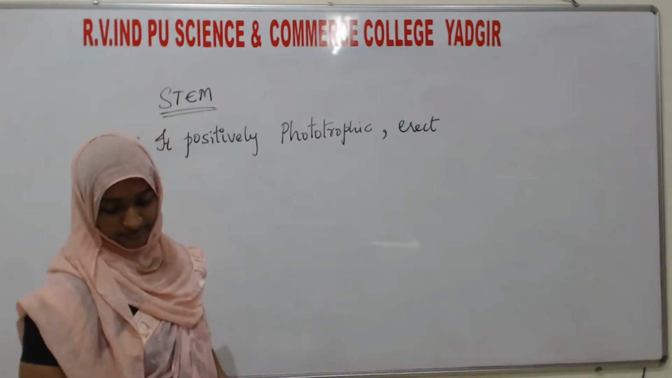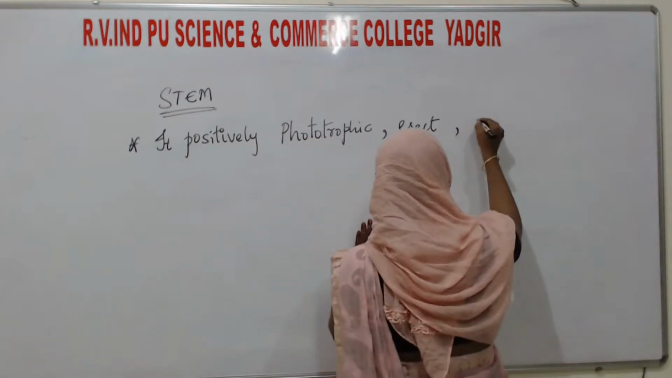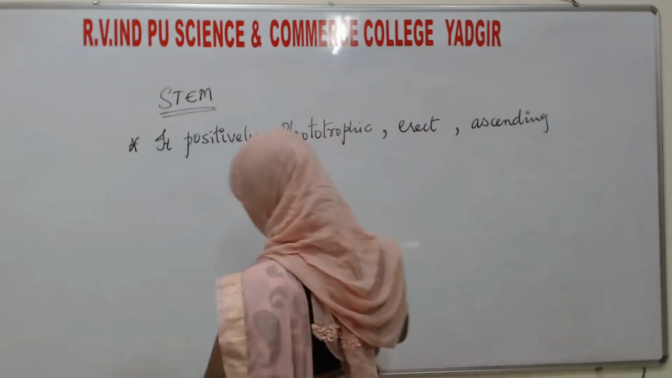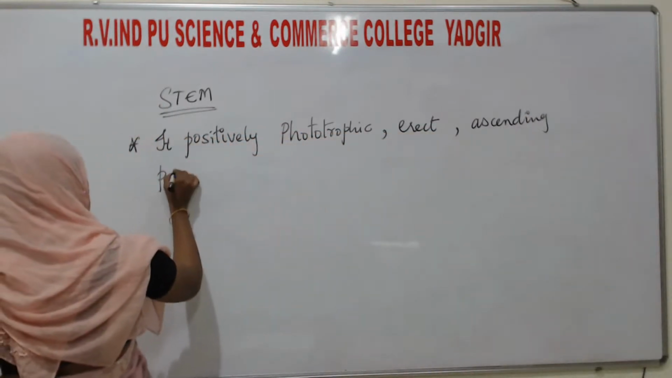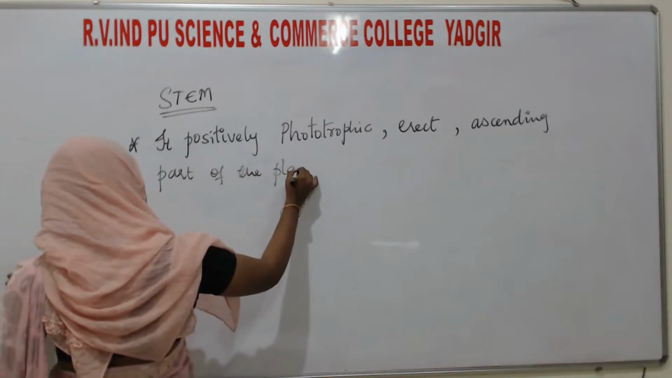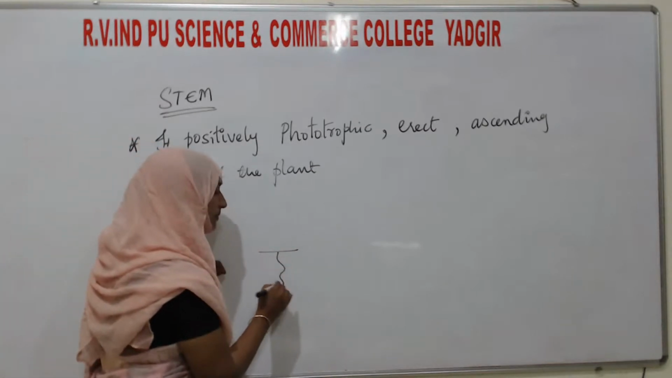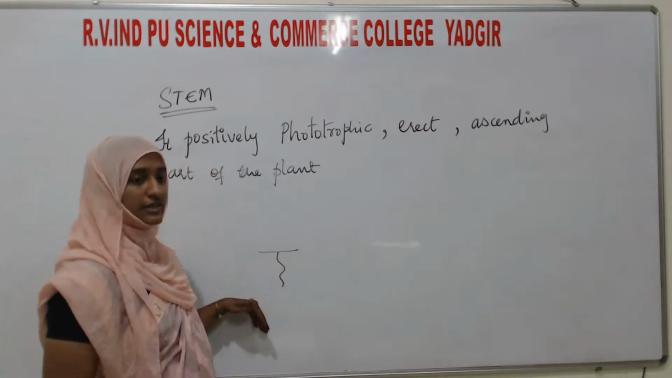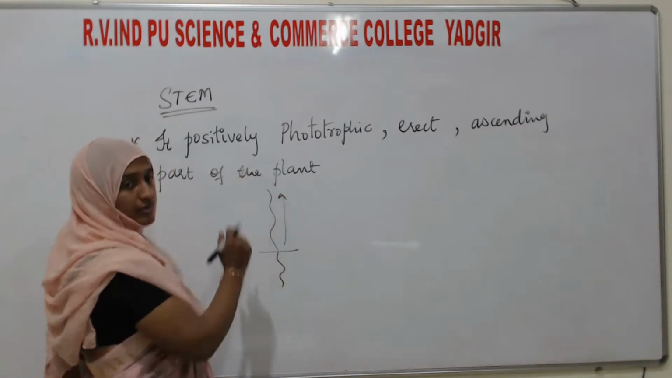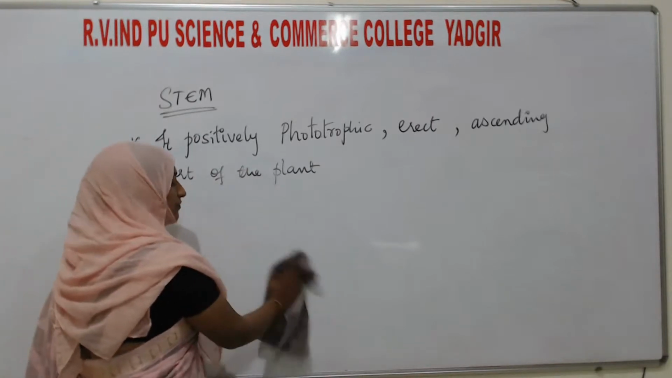The next thing here, it is the ascending part of the plant. Ascending part of the plant means the root is the descending part which is growing towards the downside, and the stem is the ascending part which is growing upward of the ground. That's why we are calling it the ascending part of the plant.